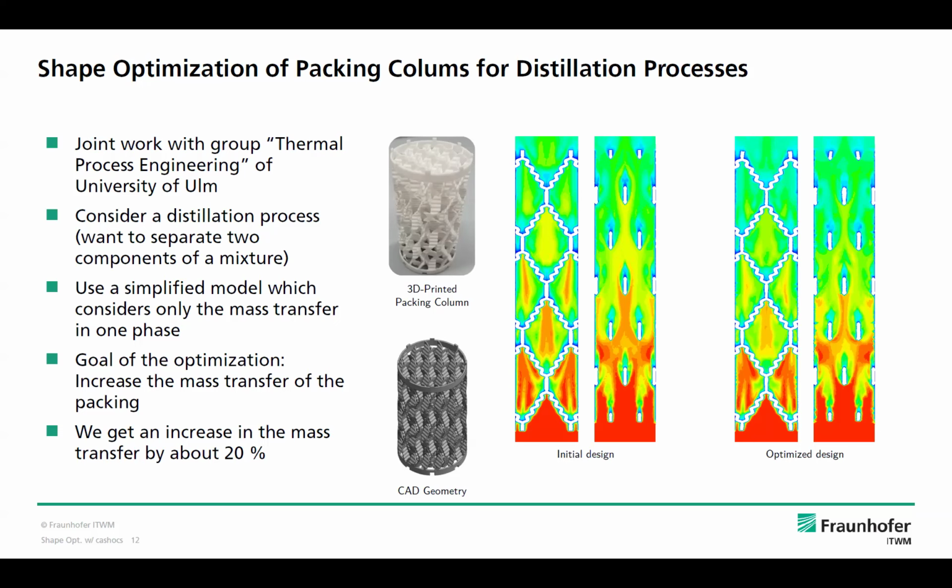And so here, you cannot really see it too well, but with minimal geometric changes, we are able to get this increase in mass transfer. And it's really nice because it's a complex 3D geometry with several tens of millions of cells, which we have been able to optimize using cashocs.